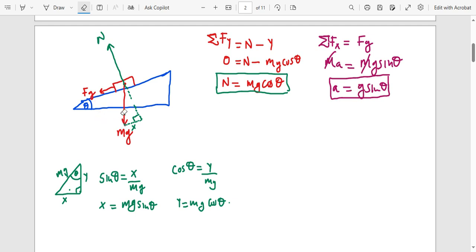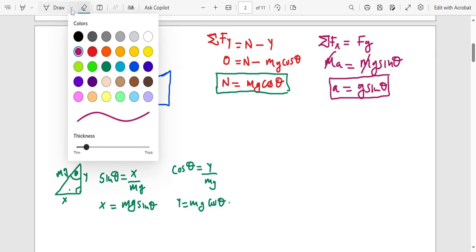Okay, so these are simple equations that I want you to understand at this point. Does this make sense? Is this okay?